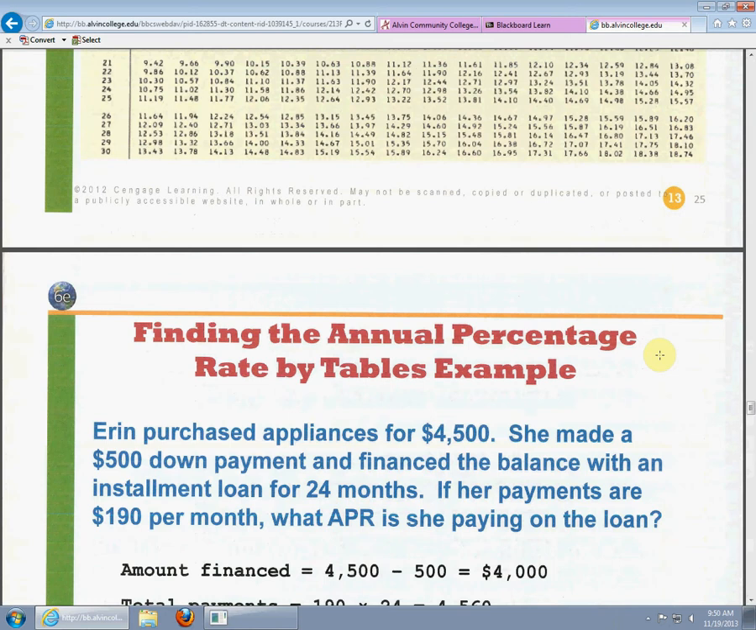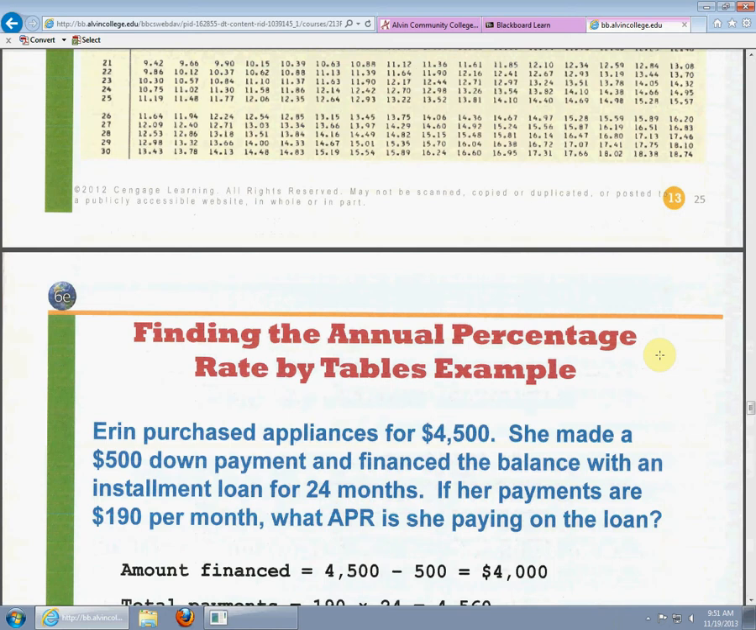So for the first step, we have to know what is the finance charge. We know by the information they've given us the amount that's financed. We also know how much she's going to have to pay per month for 24 months. So if you multiply 190 times 24, that will give you the total amount that she's going to have to pay, the amount financed plus the interest. And then we can subtract and find out what the finance charge is.